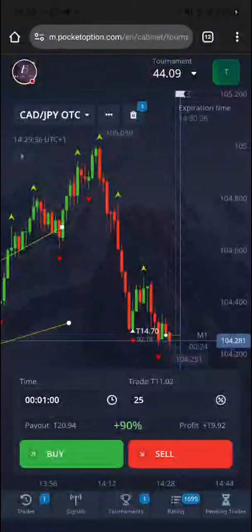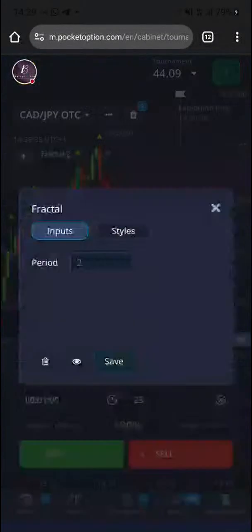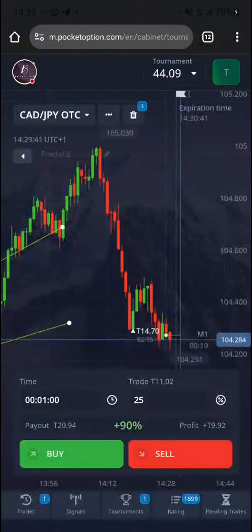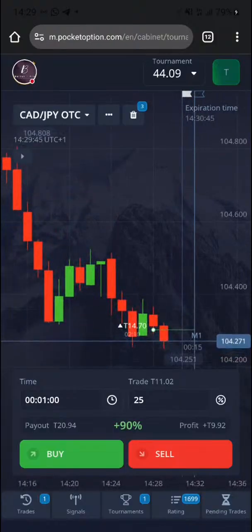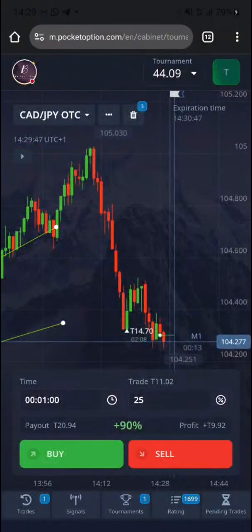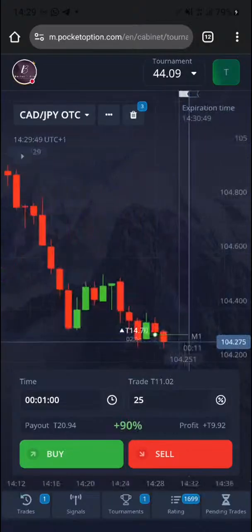no problem. Probably you guys will teach me how to use a fractal indicator because I don't use it. You understand? I'm open to learning from you guys too. Anything you know about indicators because I don't use them.